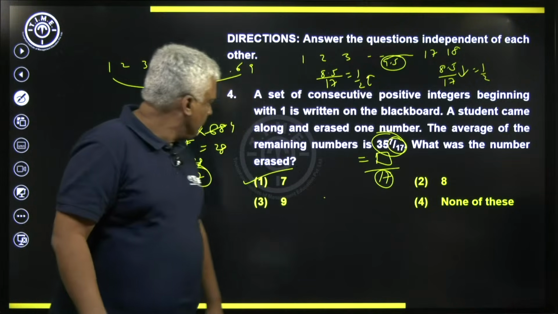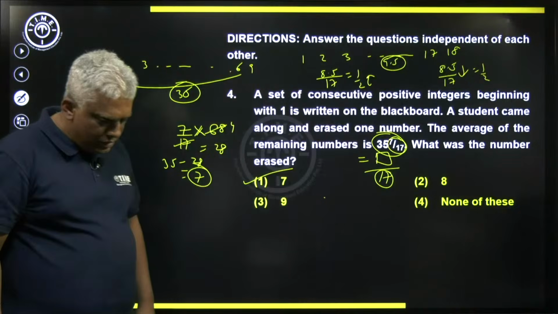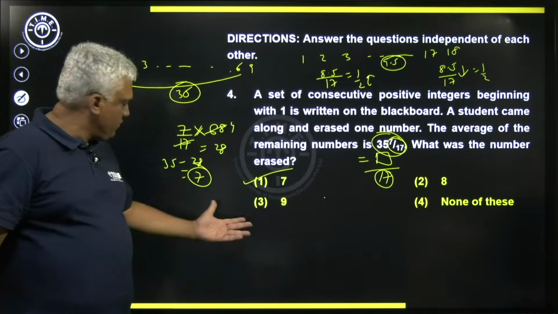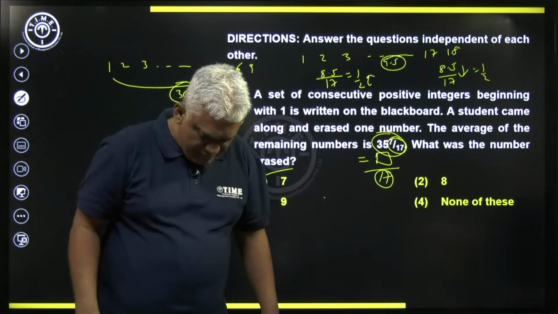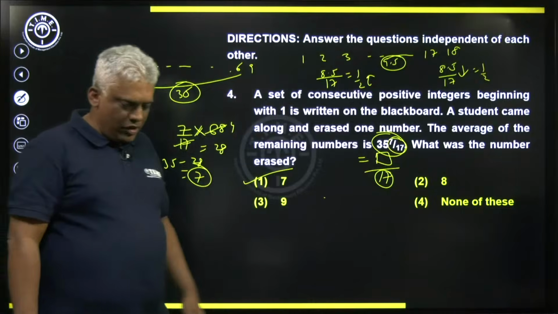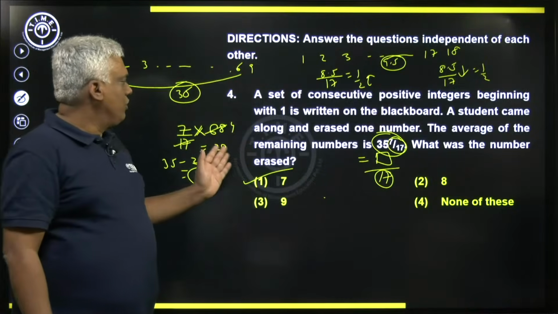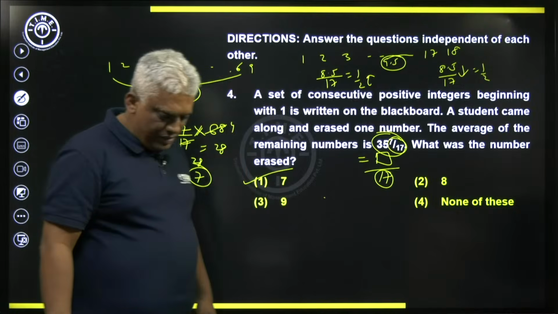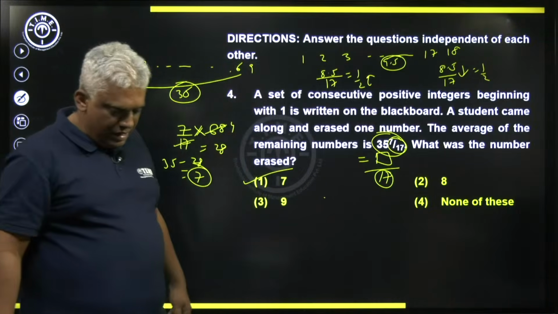Is it clear, guys? No, Nishant, it will be option first, 7, right? Is it clear, guys? Okay, so I hope this is clear. So we can guess that the numbers were written from 1 to 69, and the number erased is 7. Okay, let's try the next one.